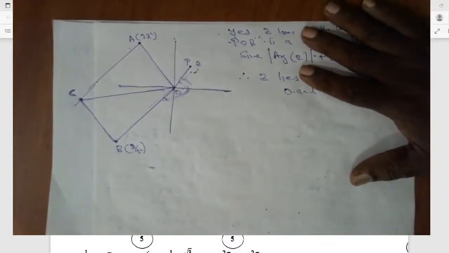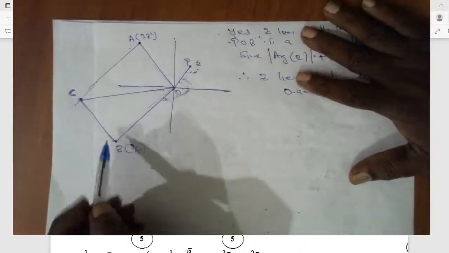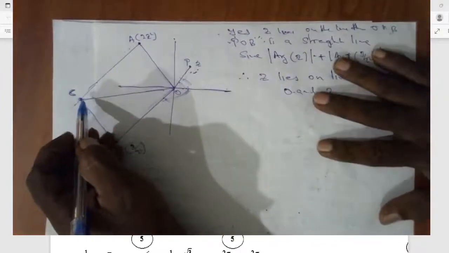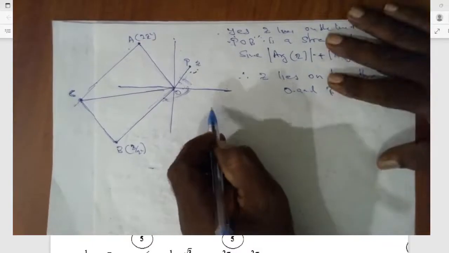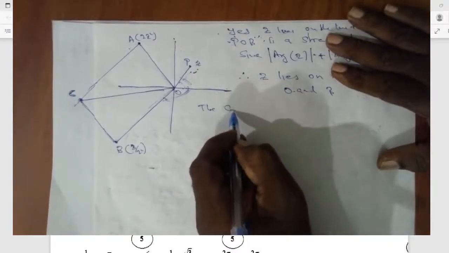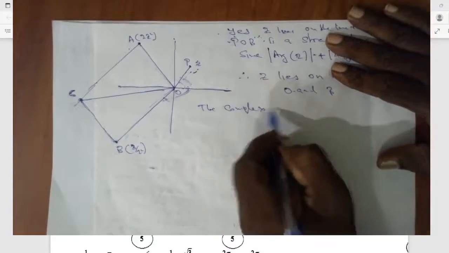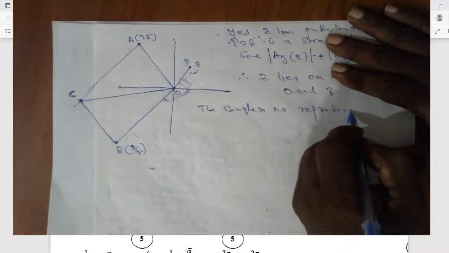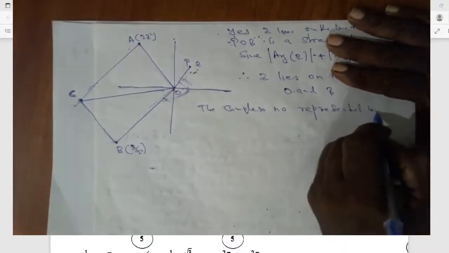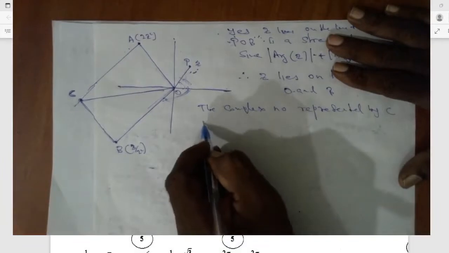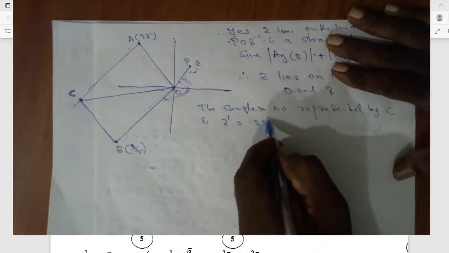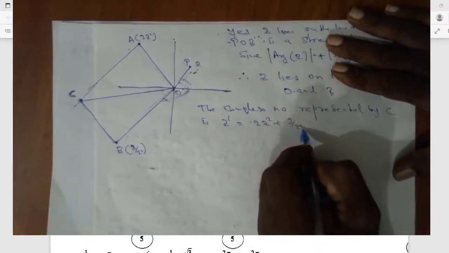Now you have to find the diagonals of this parallelogram. How do you find them? First of all, you have to find the complex number represented by point C. The complex number represented by C is Z dash, so Z dash equals 2Z squared plus 3OZ squared.